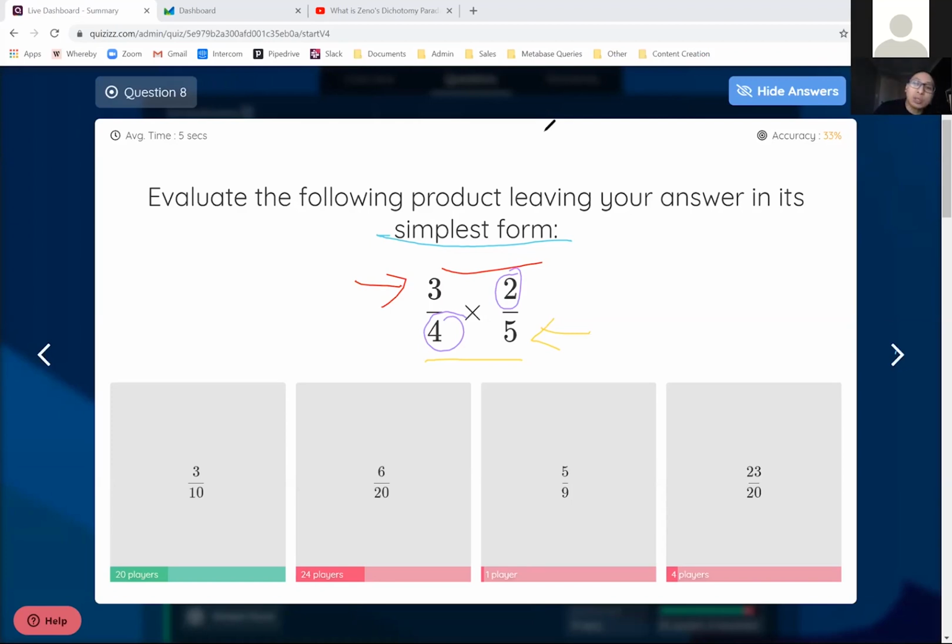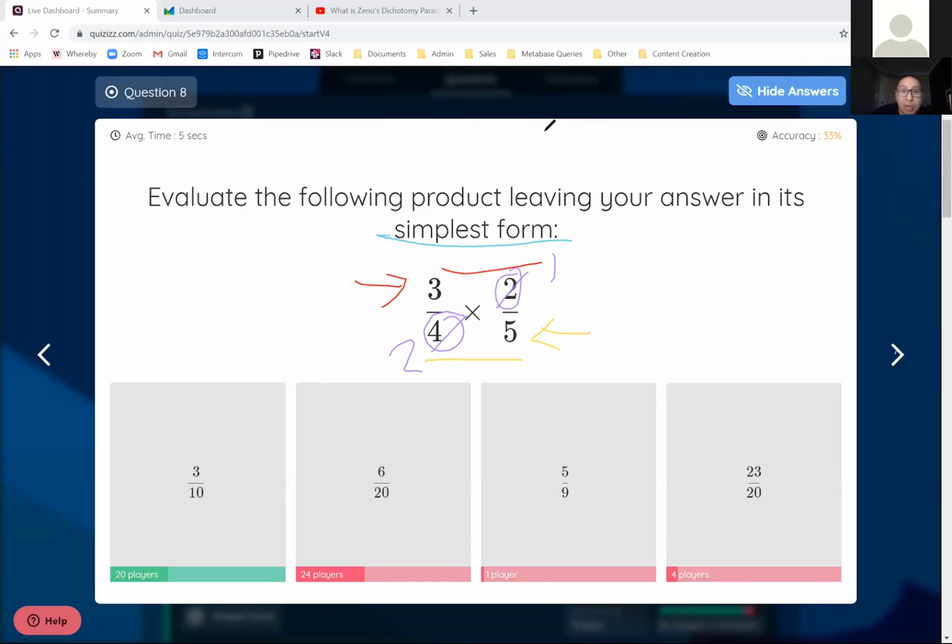So I can actually do the cancellation. I can do the simplification here. I can say, okay, 2 and 4 have a common factor of 2. I'm going to divide the top by 2, divide 2 by 2, giving me 1. I'm going to divide the 4 by 2, giving me 2. And so now I don't have 3/4 times 2/5. I now have 3 over 2 times 1 over 5.